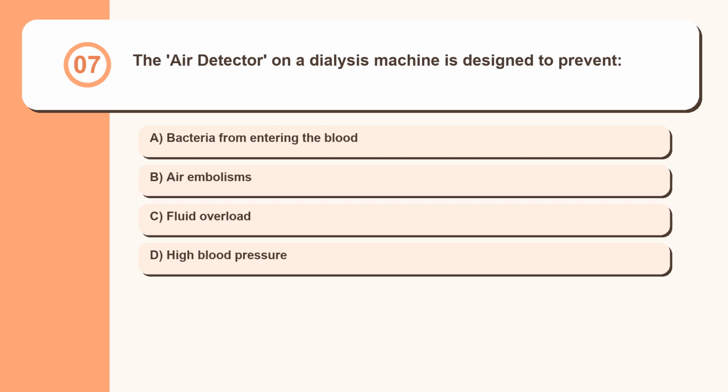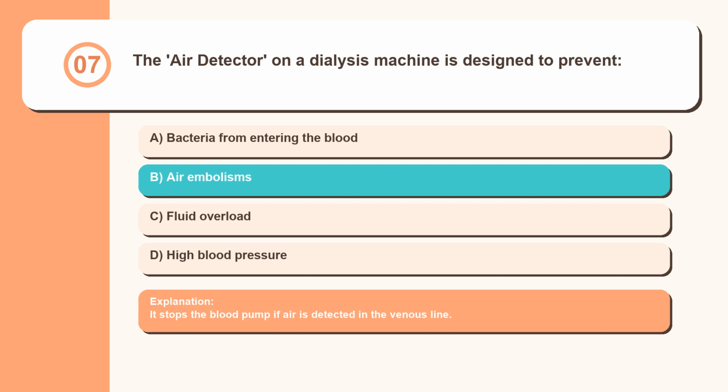Question 7. The air detector on a dialysis machine is designed to prevent bacteria from entering the blood, air embolisms, fluid overload, high blood pressure. It stops the blood pump if air is detected in the venous line.